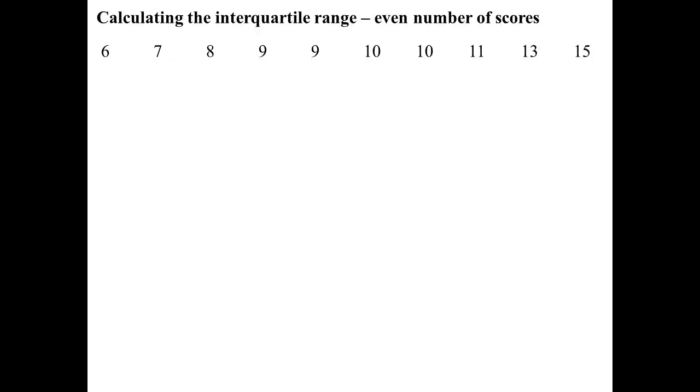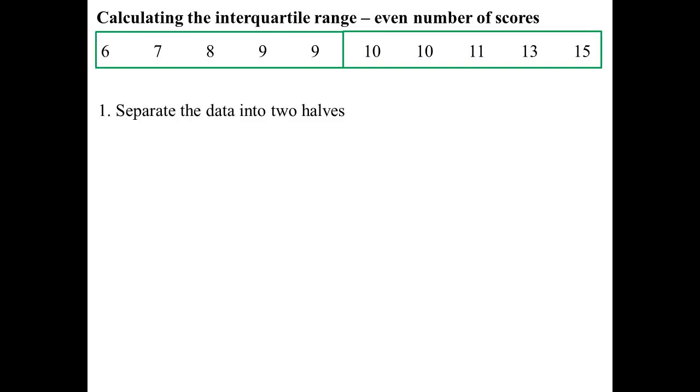All right, what if there's an even number of scores? How do I work it out? So here's my example for an even number: 6, 7, 8, 9, 9, 10, 10, 11, 13, and 15. Okay, break the data into 2 halves. Because there's an even number of scores, we can do that. Both of my halves have 5 pieces of data in them.